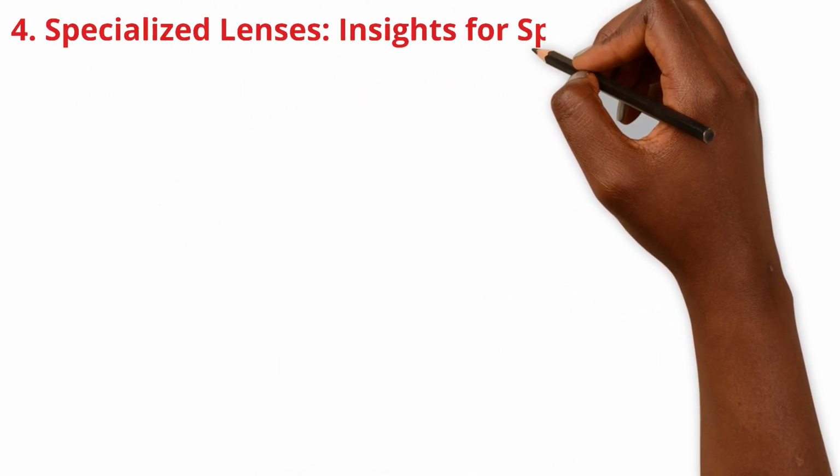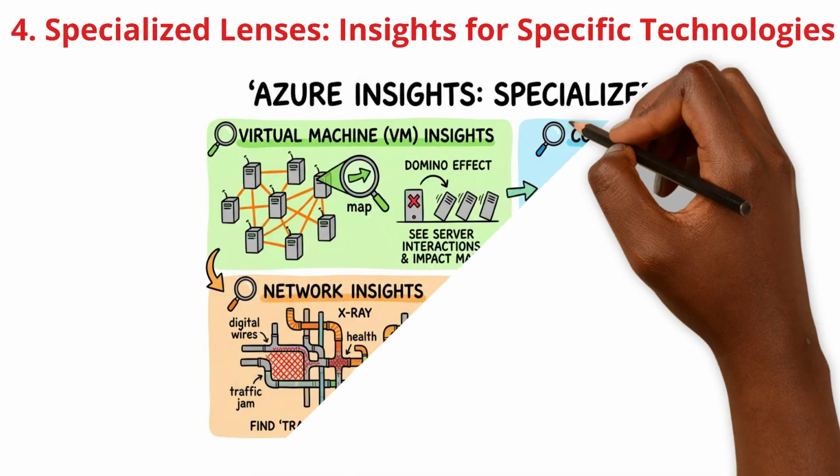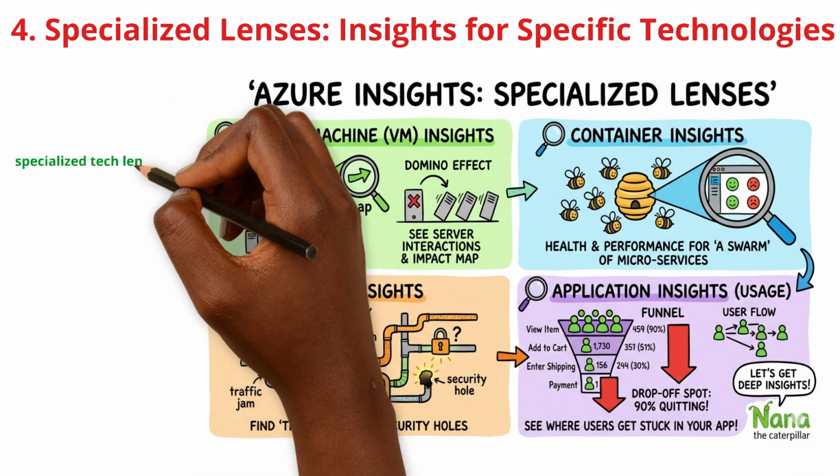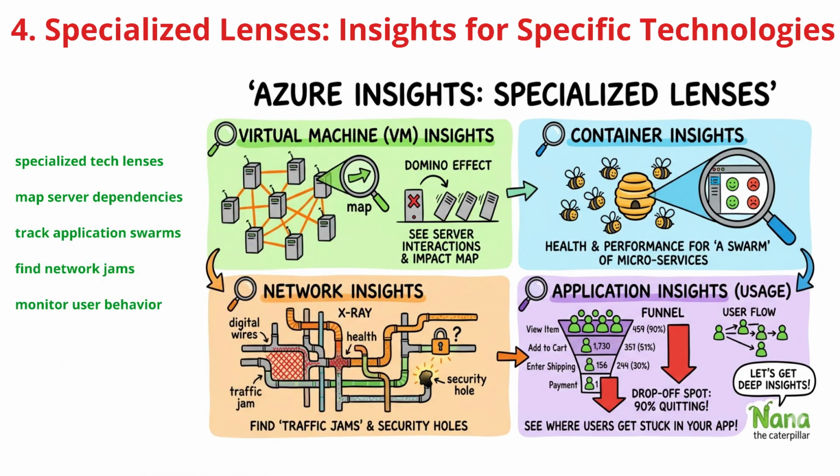Think of Azure Insights as specialized super lenses for your digital empire. First, VM Insights builds a map of server connections. When one crashes, you instantly see the domino effect on others. Next, Container Insights tracks your app like a swarm of bees, monitoring the health of hundreds of tiny parts simultaneously. For the infrastructure, Network Insights provides an X-ray view of your digital wires to spot traffic jams or security holes.